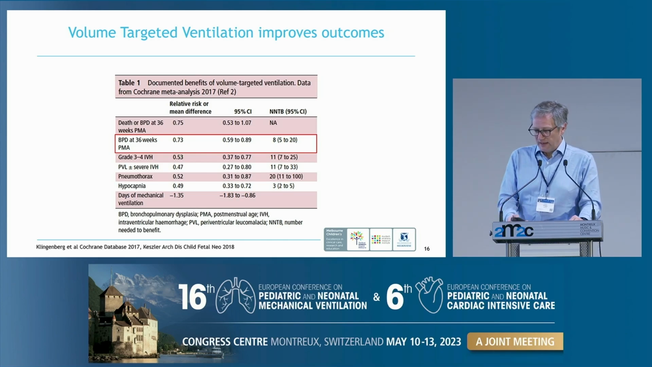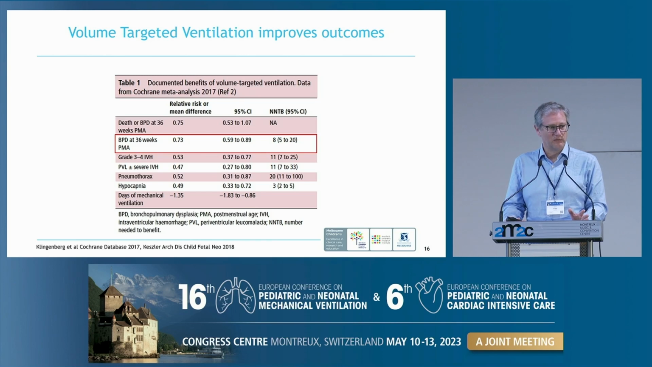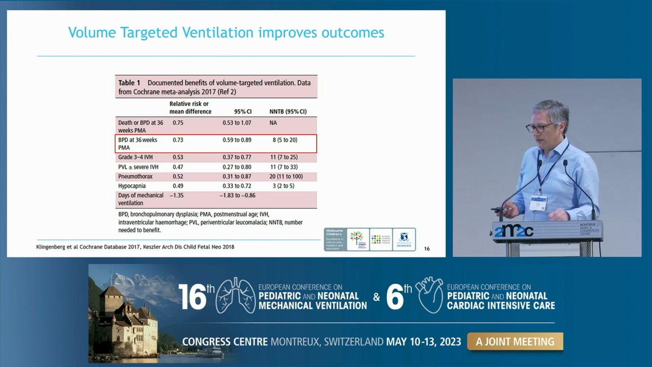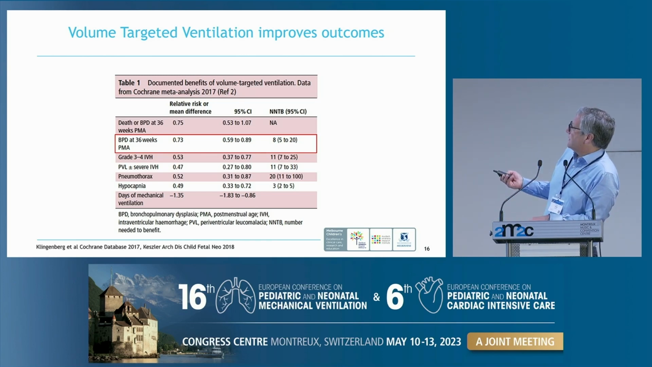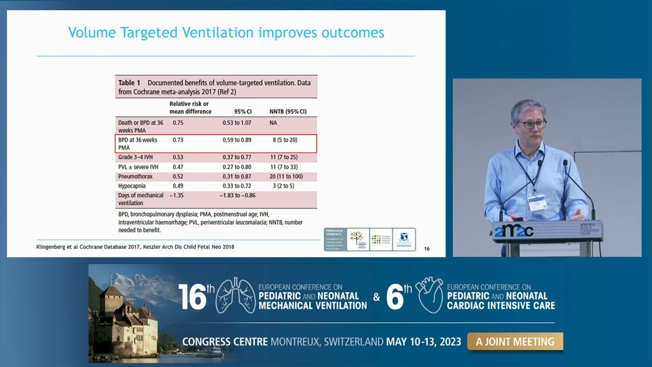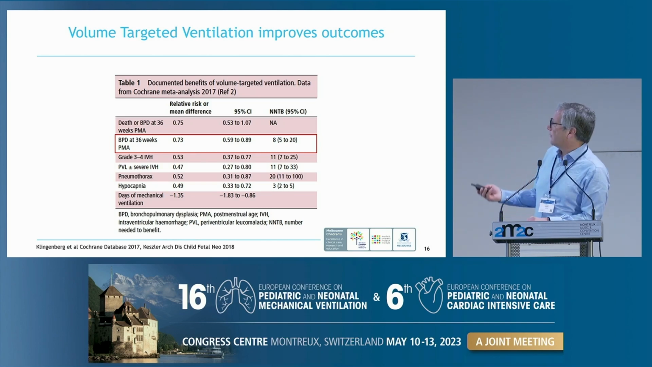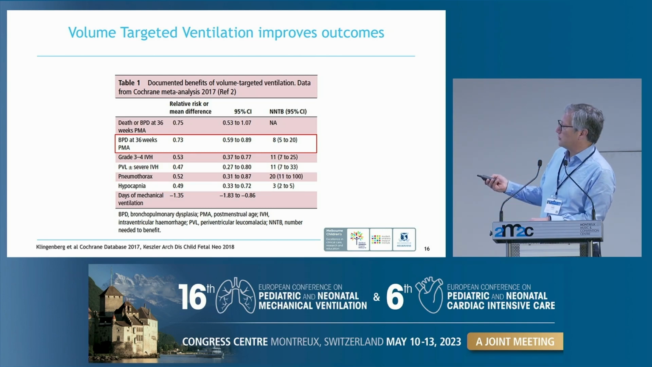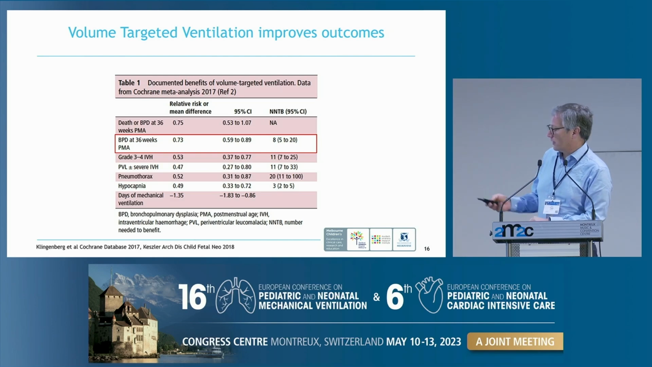But standing out from all of these large trial failures that we've essentially had to a certain degree is volume targeted ventilation, which on meta-analysis reduces BPD significantly, a number needed to treat of 8, which compared to what Haresh was showing yesterday is actually quite positive. But this is in comparison to other intubated patients, not to non-invasive, and a reduction in all of our major complications related to prematurity and a shorter duration of ventilation.